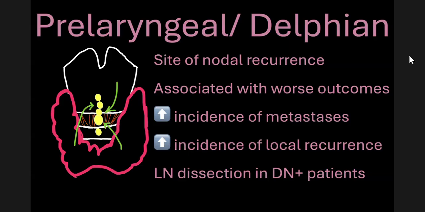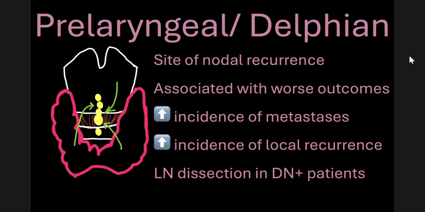Delphian lymph nodes, like parotid lymph nodes, get involved when there is distortion of some kind of lymph node drainage pathway. So when we see enlarged lymph nodes, Delphian lymph nodes for example, we are more worried because this kind of lymphadenopathy is associated with worse outcomes. They have an increased incidence of metastasis, not only in the lateral cervical lymph nodes but also elsewhere in the body, and an increased incidence of local recurrence when we see abnormal Delphian lymph nodes.